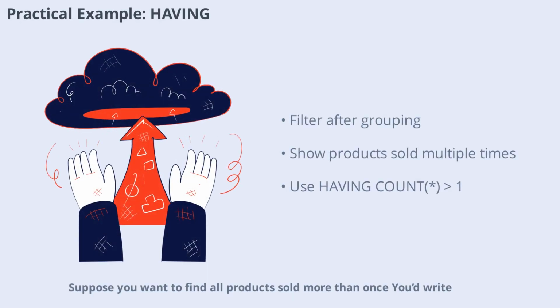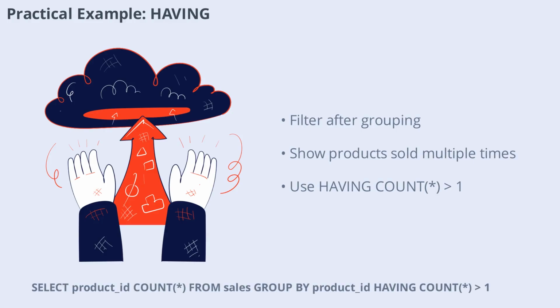Suppose you want to find all products sold more than once. SELECT product_id, COUNT(*) FROM sales GROUP BY product_id HAVING COUNT(*) > 1. This filters the grouped results, showing only products with multiple sales. It's a practical use case that often appears in interviews and daily work.